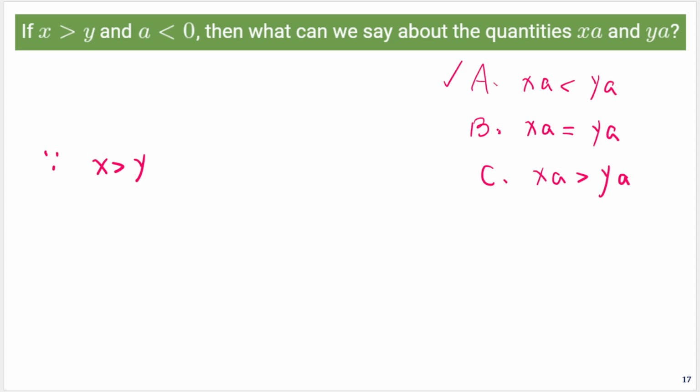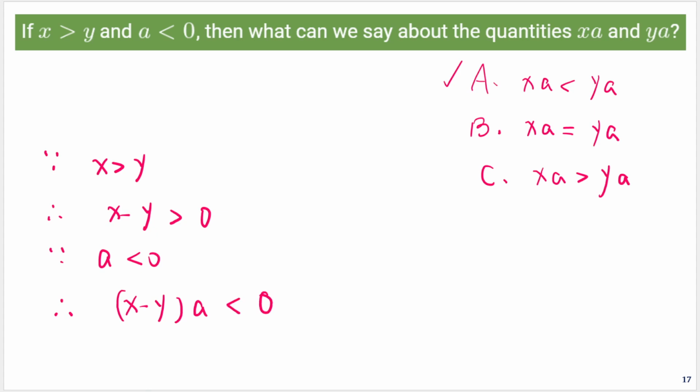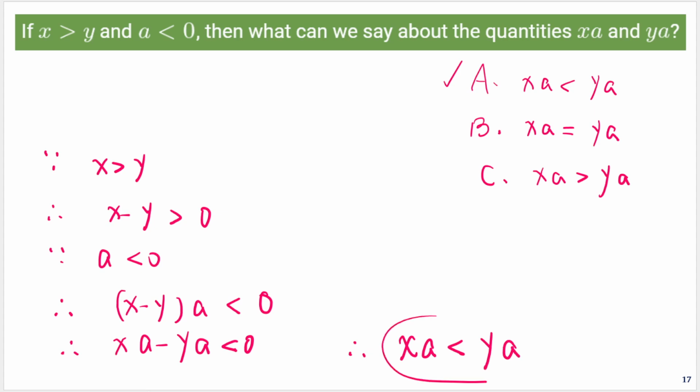From x is greater than y, we have x minus y must be greater than 0, right? And because a is less than 0, we have x minus y times a. X minus y is positive, a is negative. The positive number multiplied by a negative number must be a negative number. That's less than 0, right? And therefore we have xa minus ya must be less than 0, and eventually we must have xa less than ya. We can prove xa is less than ya, right?